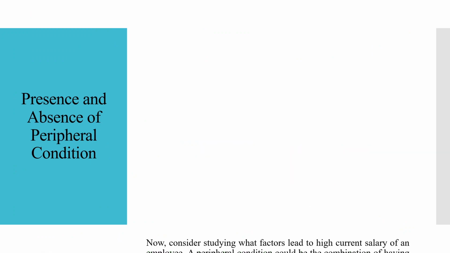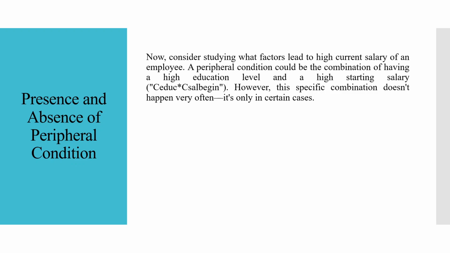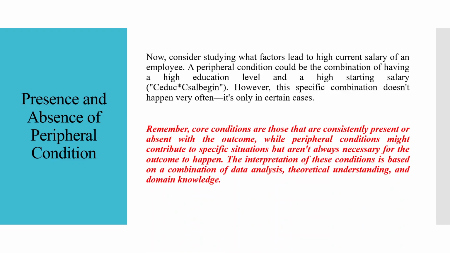Presence and absence of peripheral condition. Now consider studying what factors lead to high current salary of an employee. A peripheral condition could be the combination of having a high education level and a high starting salary: C education, C salary begin. However, this specific combination does not happen very often. It's only in certain cases. Remember, core conditions are those that are consistently present or absent with the outcome, while peripheral conditions might contribute to specific situations but are not always necessary for the outcome to happen. The interpretation of this condition is based on the combination of data analysis, theoretical understanding, and domain knowledge.